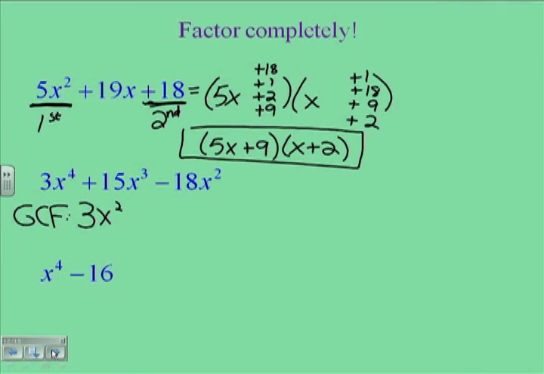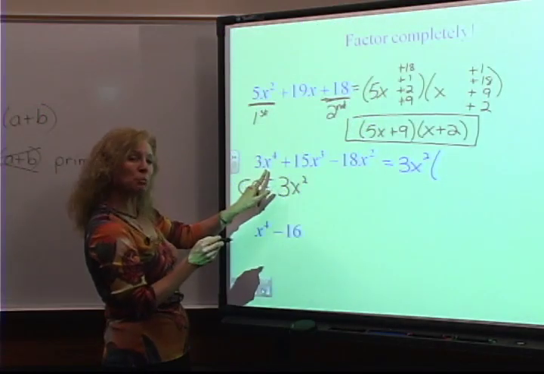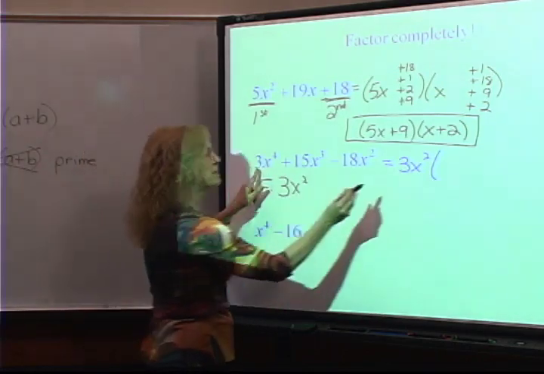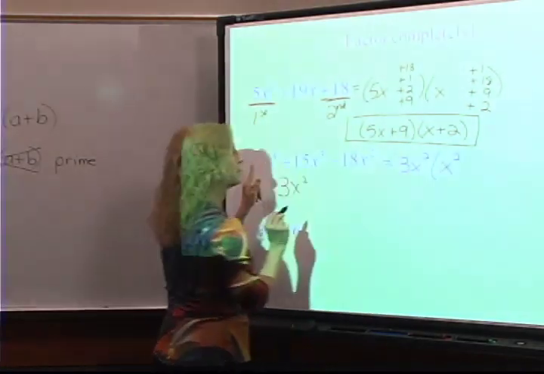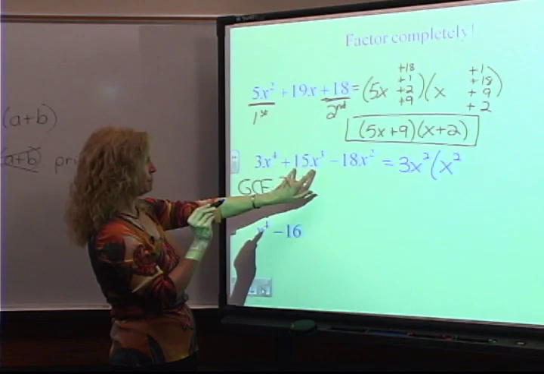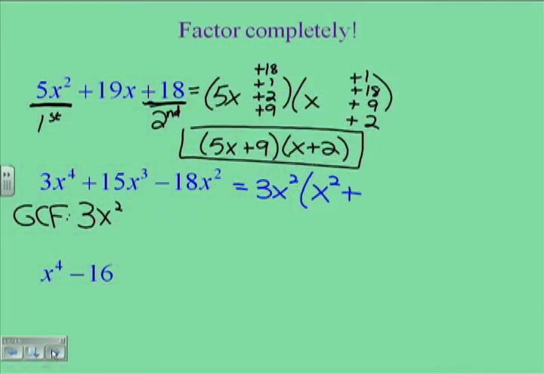So when I factor that out, I get, let's see here, 3x squared times. What would you multiply times 3x squared to get this guy? It'd be an x squared. What do you multiply by 3x squared to get this term? It'll be a 5x. And what do you multiply by 3x squared to get this term? Minus 6.